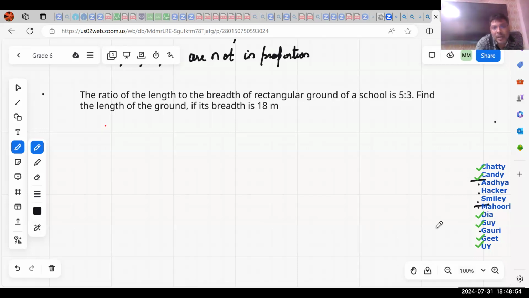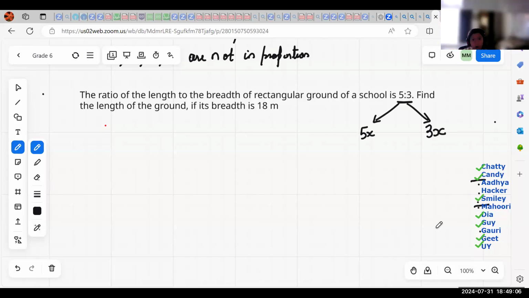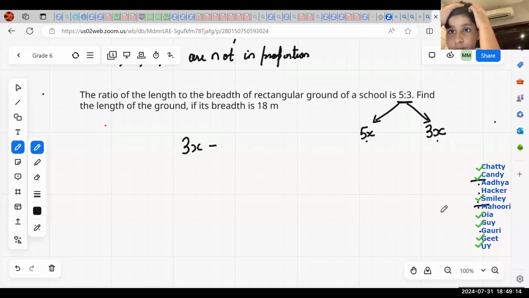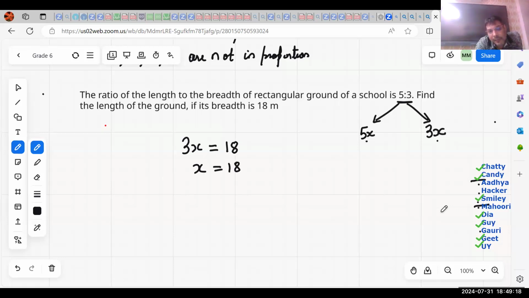30, yes. So, guys, whenever you have a ratio, Gauri, you missed the class, so pay attention. Whenever we have a ratio like this, we can take them as 5x and 3x. Because they are in ratio, I will take them as 5x and 3x. So 3x will be equal to 18 and x will be equal to 18 divided by 3, so it will be equal to 6 meters.